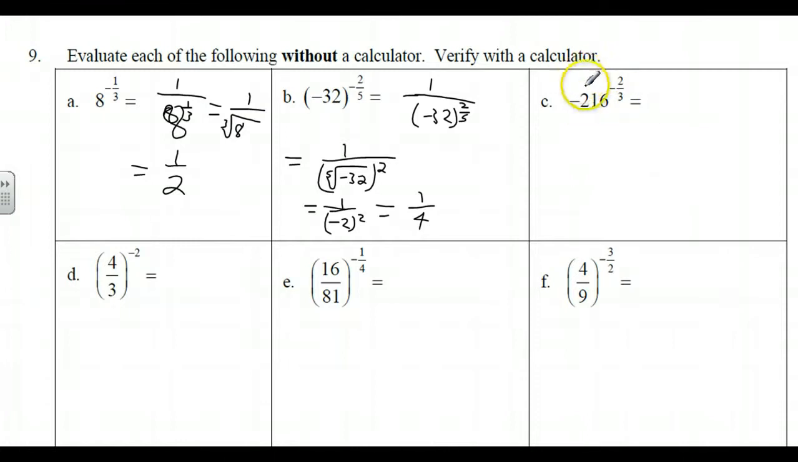Negative 216. Now remember, the negative will happen after this. Exponents say do that first. So we have a negative sign. Then we have 1 over 216 to the 2/3. We change a negative exponent into a positive exponent, but the expression goes to the denominator, and then there's this negative waiting to be applied.